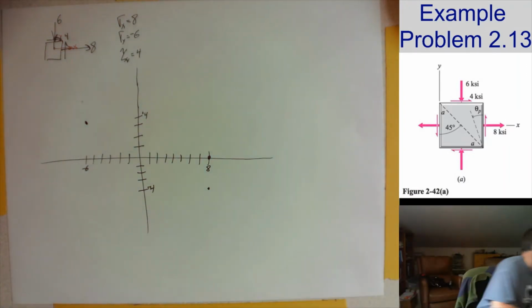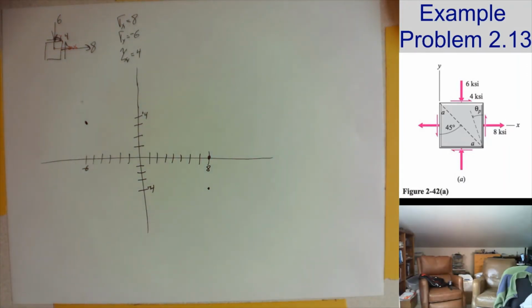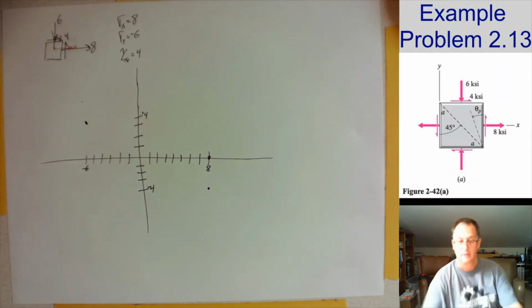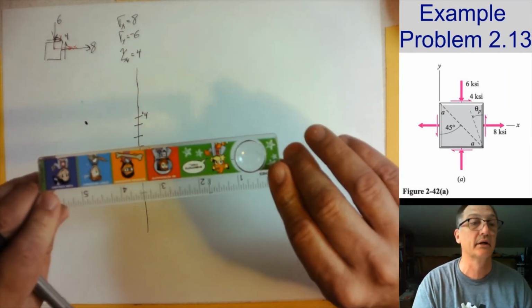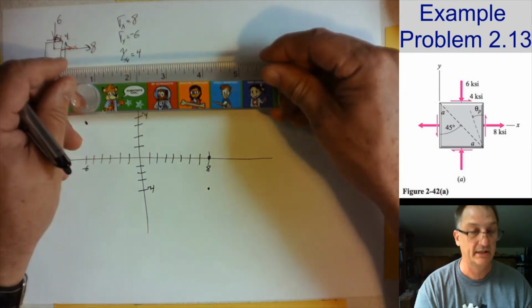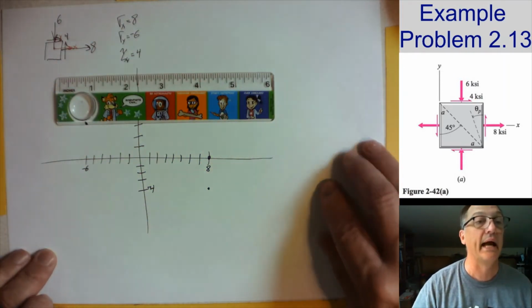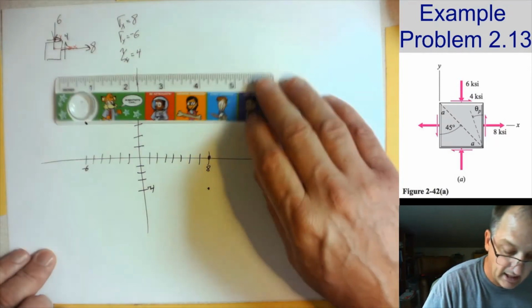Let me see if I got something else here quick. Oh, look at that, a ruler. Look at that, a ruler. Look at that. Scientists can be astronauts, discover dinosaurs, study nutrition.